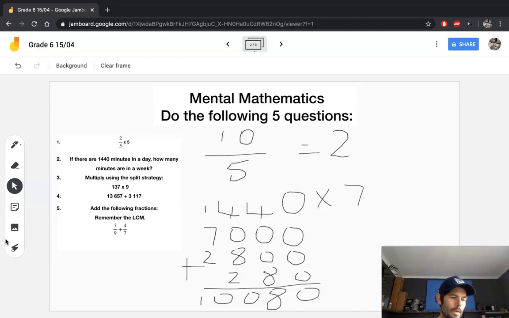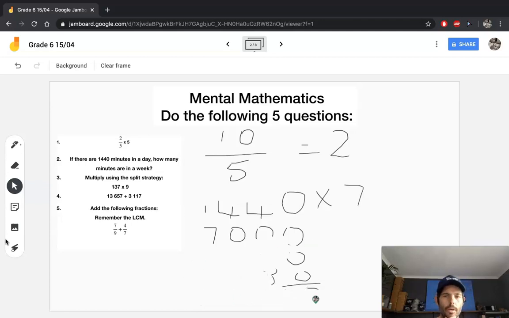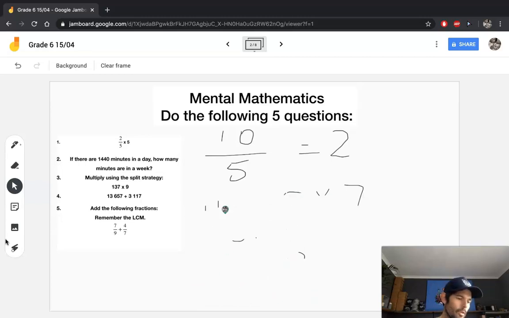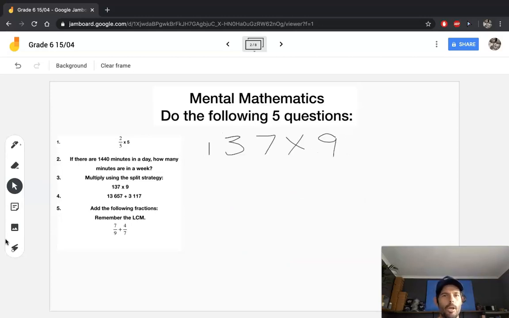Let me just clear some space while we work through the remainder of the questions. Question 3 asks you to use the split strategy that we did a few lessons ago. I'll just wait for it to clean. I'm going to have 137 multiplied by 9, and your split strategy is going to be 100 times 9, which is 900.